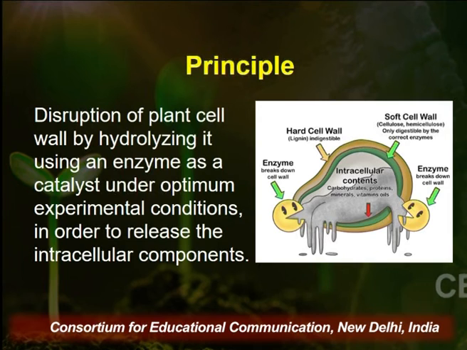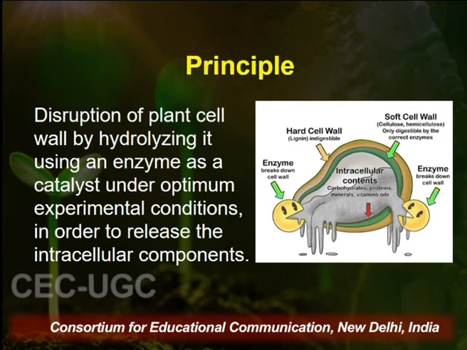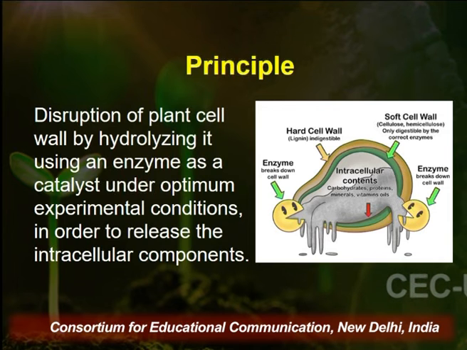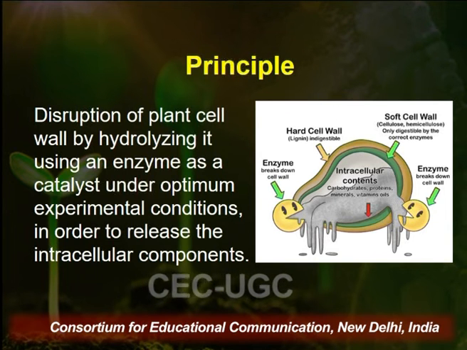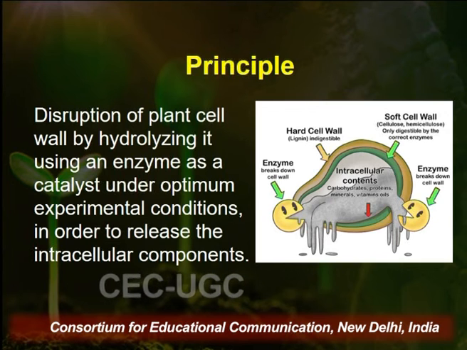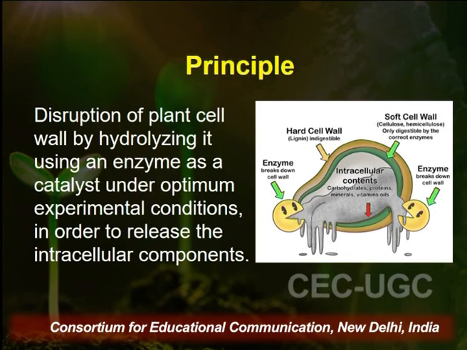Now, since this technique utilizes different types of enzymes in order to enhance the extraction process, these enzymes cause disruption of the plant cell wall by hydrolyzing it under optimum experimental conditions, and these optimal conditions include temperature, pH and concentration of enzymatic solution. And after disrupting the plant cell wall, they release the intracellular components into the solvent media, thereby increasing the overall extraction efficiency. But how do they hydrolyze the cell wall?